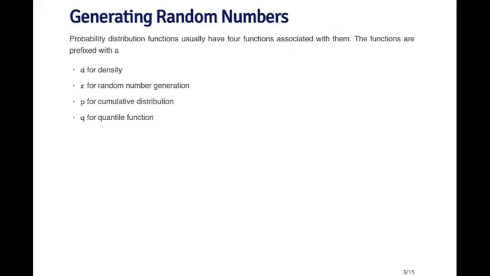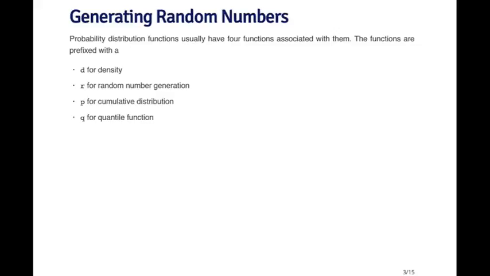Probability distribution functions have basically 4 functions associated with them. For any given distribution like the normal distribution, there will be a function that starts with a D, a function that starts with an R, with a P, and a Q. So there'll be 4 different functions for each distribution. I've already mentioned that there's the rnorm function, which is for random number generation.